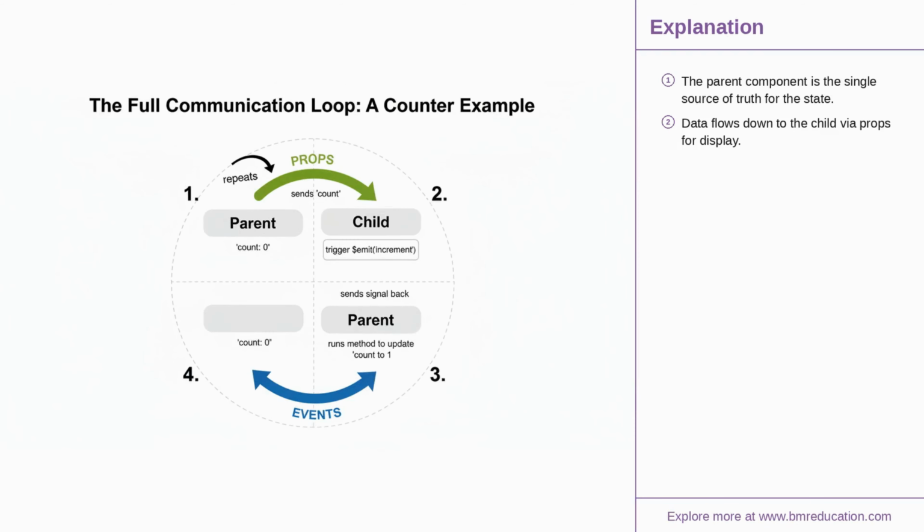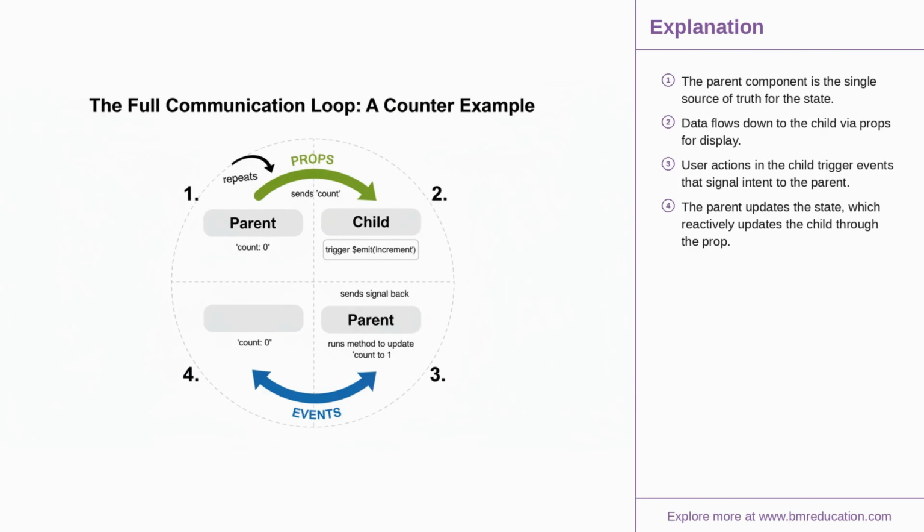Let's put it all together and see the full communication loop with a classic counter. The parent owns the count state and passes it as a prop to a child. The child displays the count and has an increment button. When clicked, the child emits an increment event. The parent listens for this event and updates its own count state. This change then reactively flows back down to the child via the prop, updating the display. This is the complete props down, events up cycle.